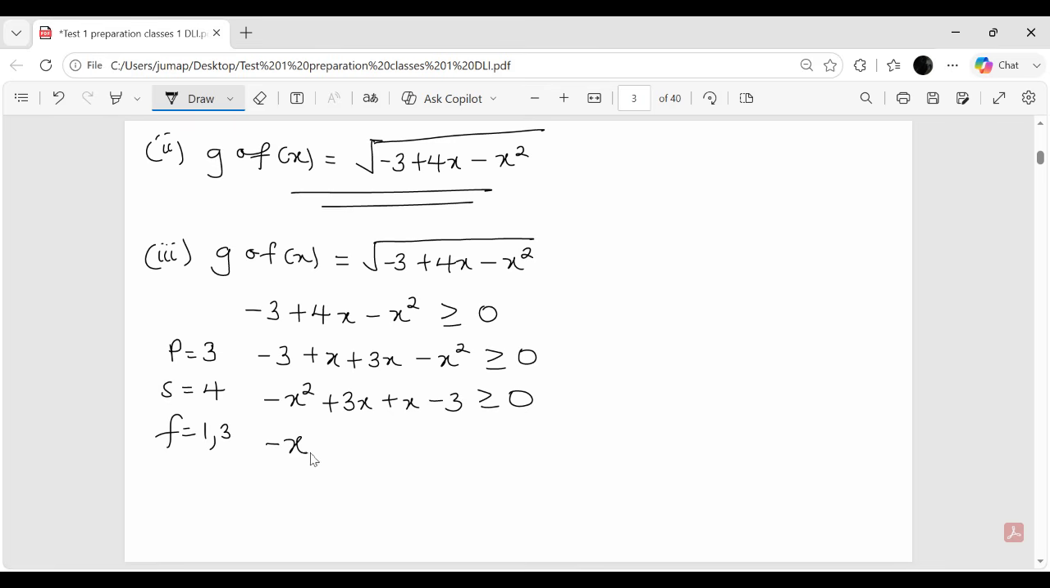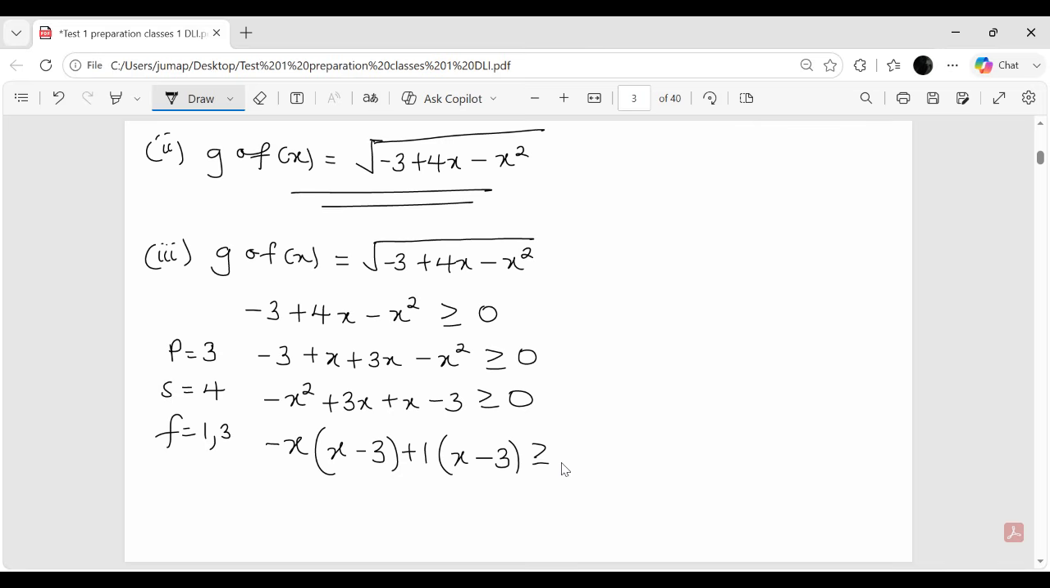So negative x is common. Negative x into x squared is going to give us x, because negative x into negative x squared, the negative and negative cancel. Then negative x into positive 3 is going to give you negative 3. Then here what is common is positive 1. Positive 1 into x is x. Positive 1 into negative 3 will be minus 3.